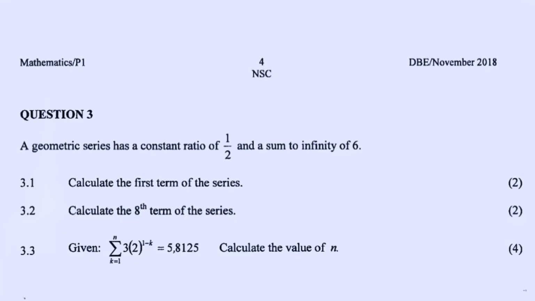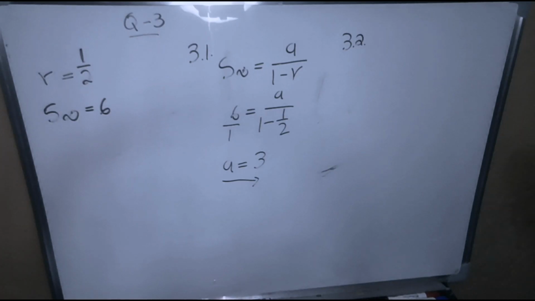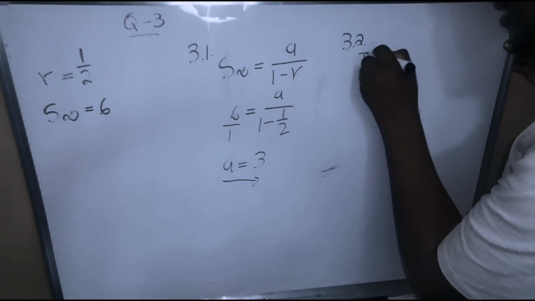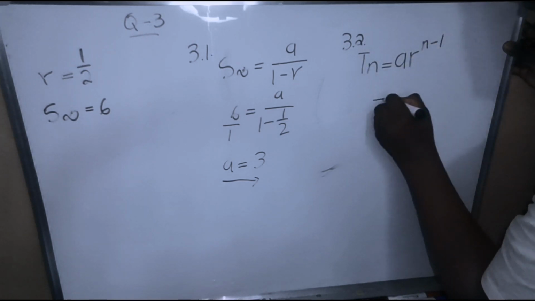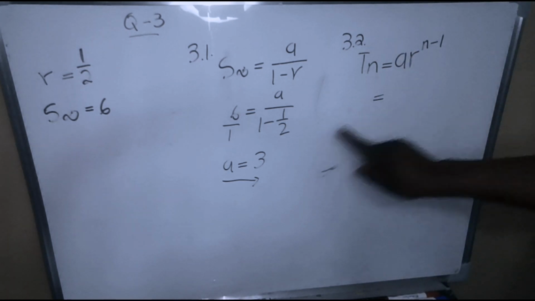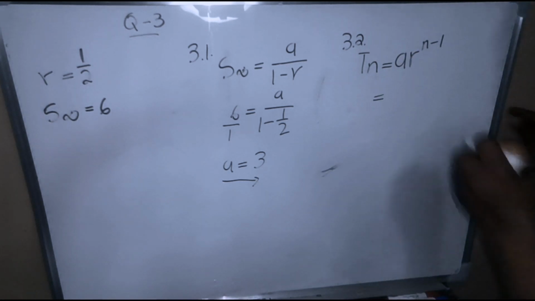Now 3.2. It says calculate the 8th term of the series. How are you going to find the 8th term? For us to find the 8th term, we need to know the formula of the geometric series. The formula is Tn is equal to a r to the power n minus 1. Remember, the value of a is our first term, which is 3.